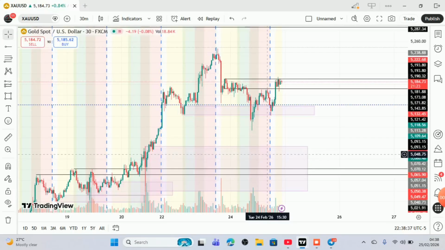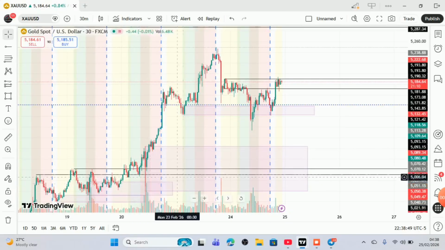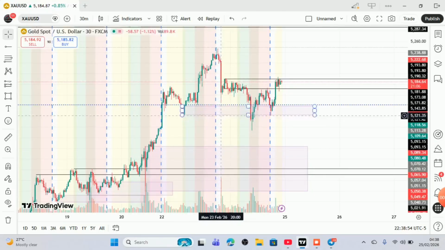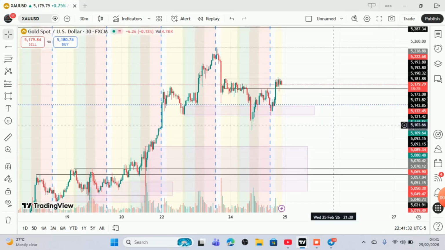This is simple. Knowing the zone that you are waiting for price to get to before taking any reaction is very, very good. Do you understand? This is just how to map your point of interest. Then in our next level, we are discussing our stop loss and take profit. Let's talk about our take profit and stop loss zone.